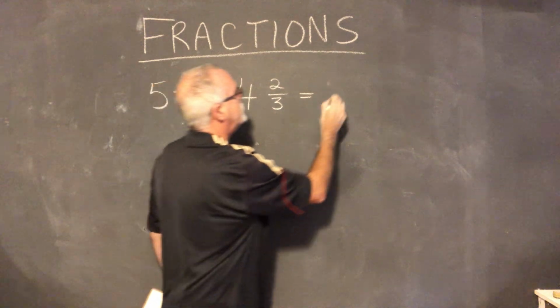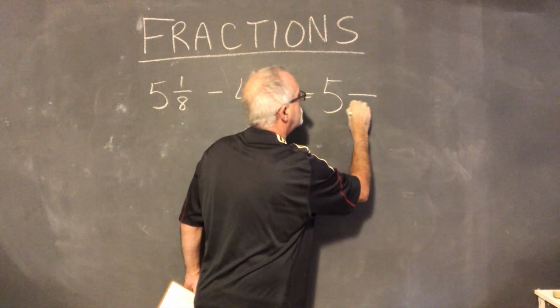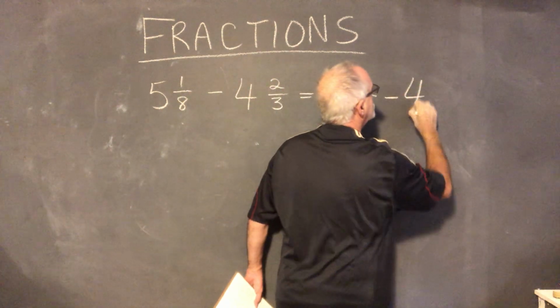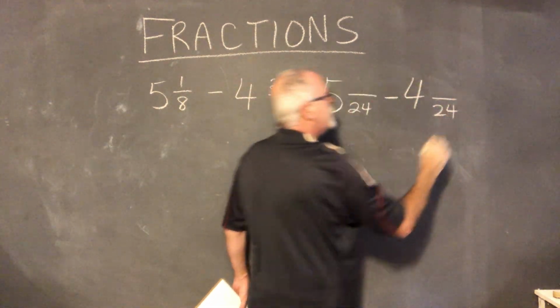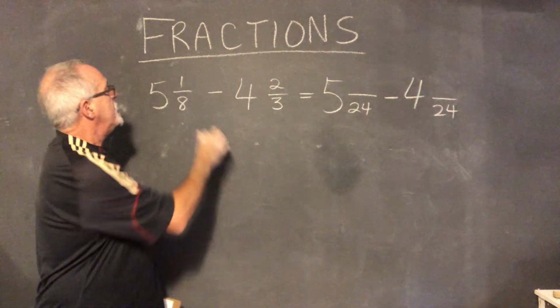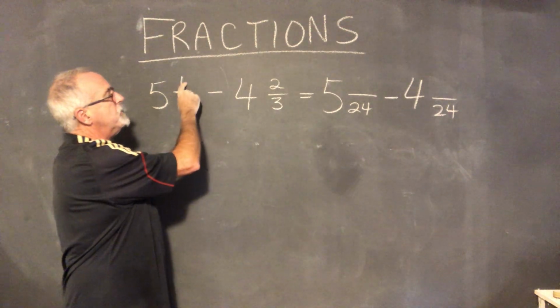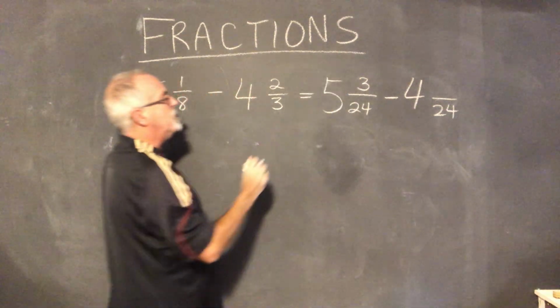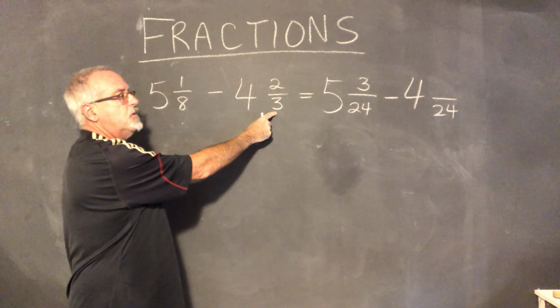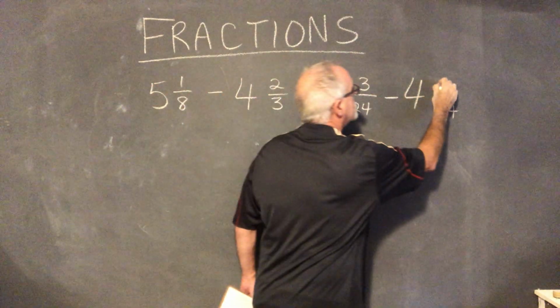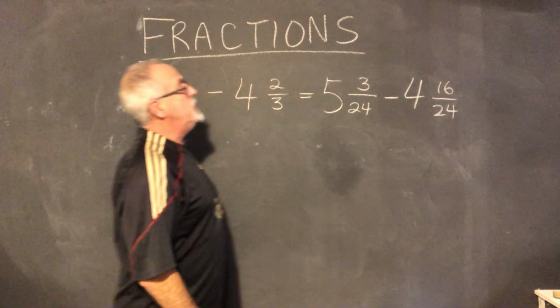So I'm converting 5 and 1/8 into 5 and something over 24. And I'm converting 4 and 2/3 into 4 and something over 24. Try not to do too much at once. How does 8 turn into 24? I multiply it by a 3. Therefore, I have to multiply this one by a 3. And I have 3 24ths there. How does 3 turn into a 24? I multiply it by 8. So I have to multiply this 2 by an 8, and I get 16. This does look quite challenging.